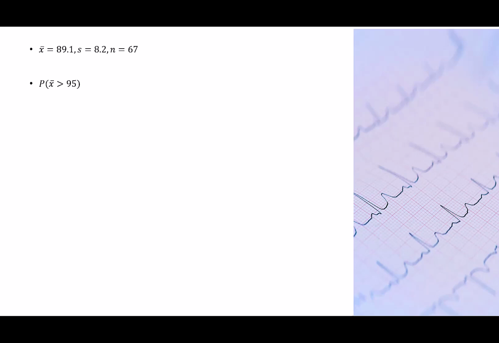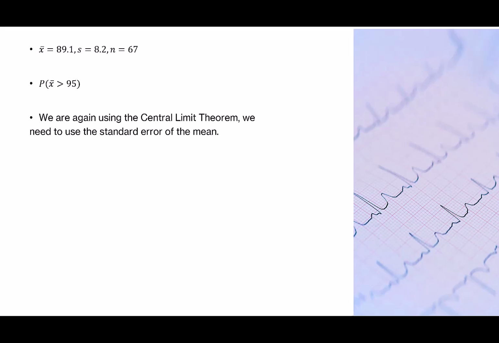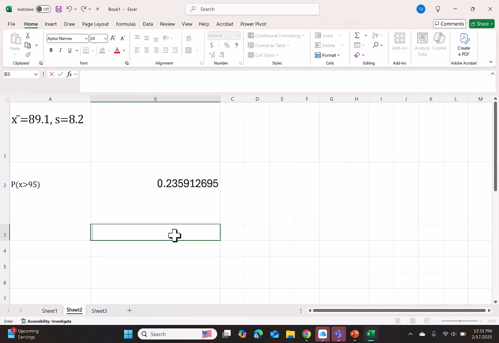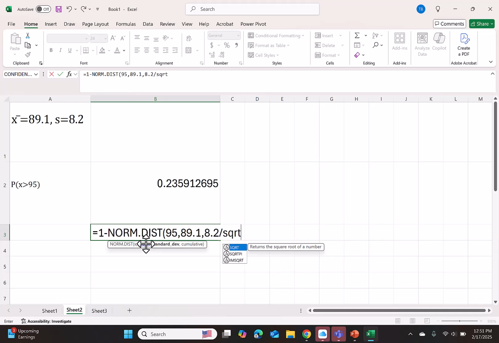Then we want to know what's the probability that the average of their heart rate is over 95 beats per minute. So when we're looking at the probability that x bar is greater than 95, using the central limit theorem means we're going to find 1 minus norm.dist of 95, 89.1, but now 8.2 divided by the square root of 67. So back in Excel, equals 1 minus norm.dist, double click, 95 our value, 89.1 our mean, 8.2 divided by SQRT of 67, close parenthesis, comma, true.